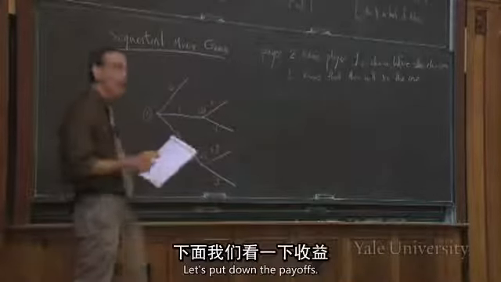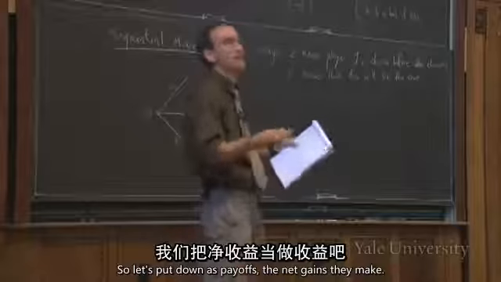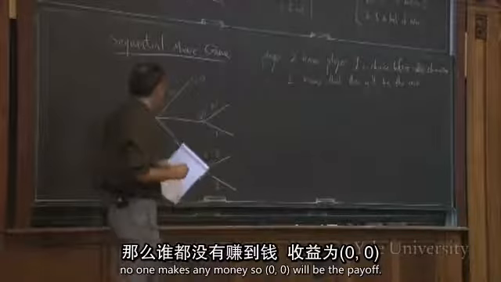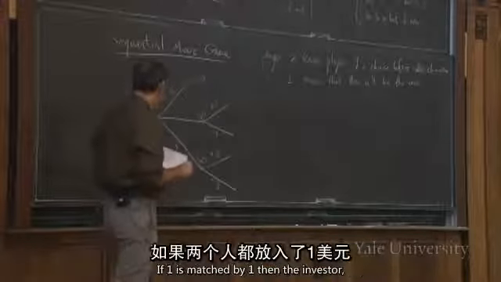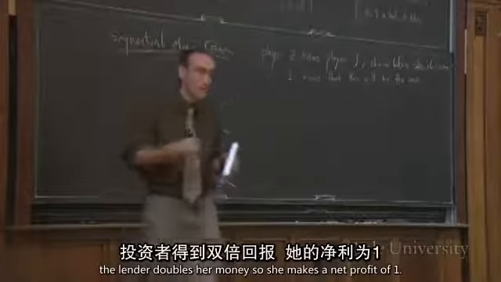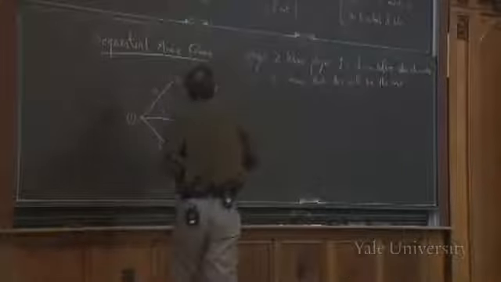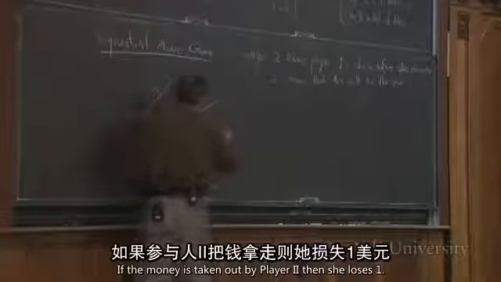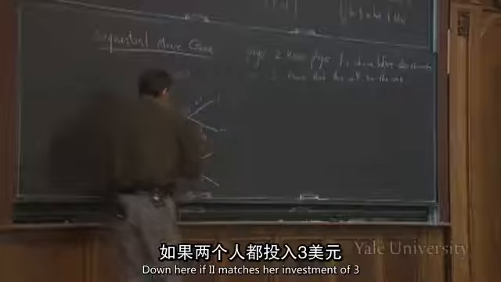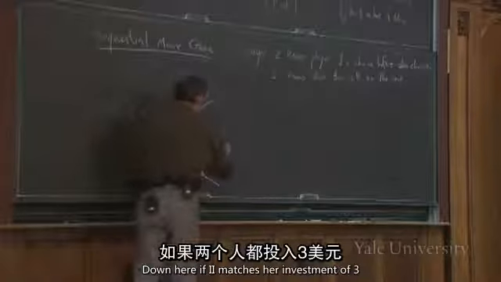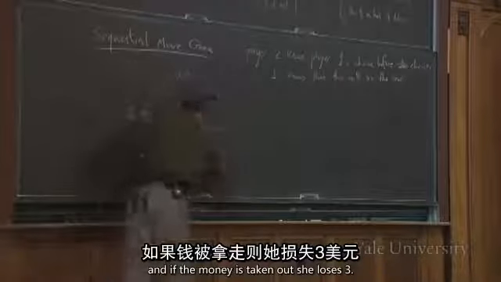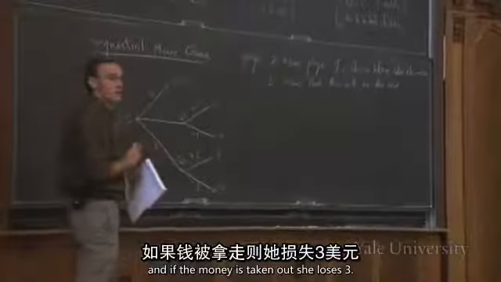All right? And let's put down the payoffs, and let's put down as payoffs the net gains they make. So if nothing goes in, no one makes any money, so 0, 0 will be the payoff. If 1 is matched by 1, then the investor, the lender, doubles her money, so she makes a net profit of 1. If the money is taken out by player 2, then she loses 1. Right down here, if 2 matches her investment of 3, she doubles her money again, so she makes a net profit of 3. And if the money is taken out, she loses 3. Everyone all right with that?